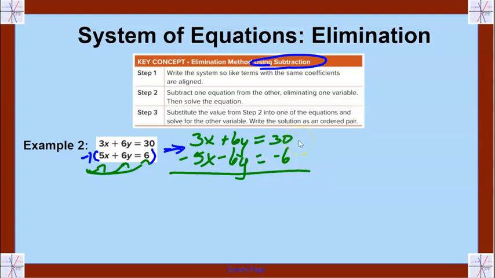And then we just combine like terms straight down, so 3x minus 5x is a negative 2x. The y's cancel off, and I'm left with 30 minus 6, which gives us 24. Negative 2x equaling 24, the opposite of multiplying by negative 2 is divide by negative 2. And I have an answer of x equals negative 12.